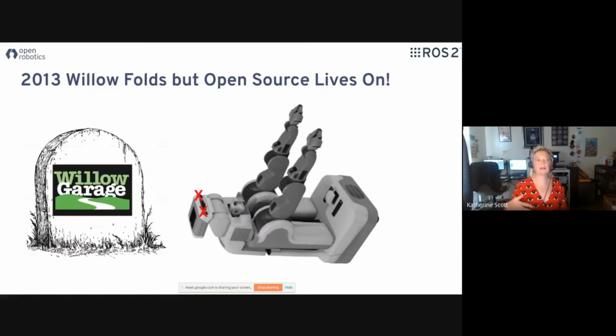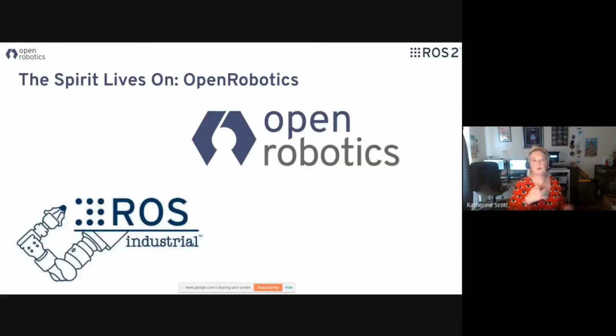So in 2013, Willow folded, but the open source lived on. And basically two organizations came out of that. The one that I work for, Open Robotics, and then a second organization, ROS Industrial, who's our sister organization that focuses on particularly industry applications of ROS. And they're down in Southwest Research Institute.